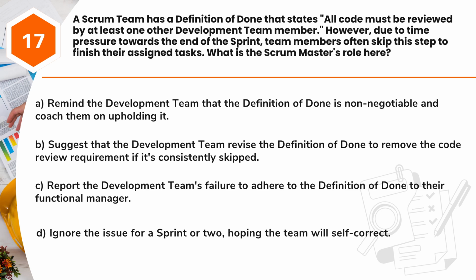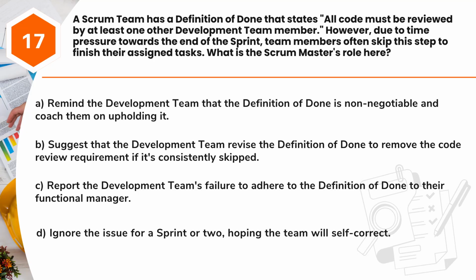Question 17. A Scrum team has a definition of done that states, all code must be reviewed by at least one other development team member. However, due to time pressure towards the end of the sprint, team members often skip this step to finish their assigned tasks. What is the Scrum Master's role here?